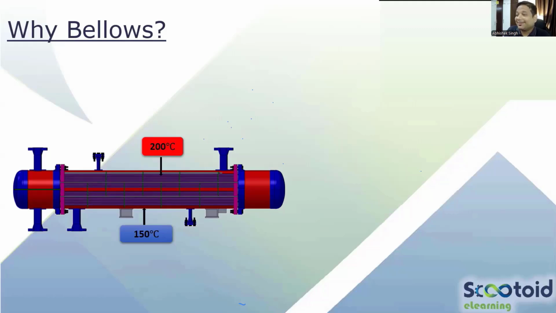Shell will expand with a lower length because it is at only 150 degrees Celsius, while tubes will try to expand more. So do you see differential thermal expansion happening here? Yes. There will be differential because tubes want to expand more because of high temperature and shell wants to expand less. So think about the tube sheet. Wherever the shell is connected with the tube sheet, it will try to hold the tube sheet, while tubes will be pushing the tube sheet, right?